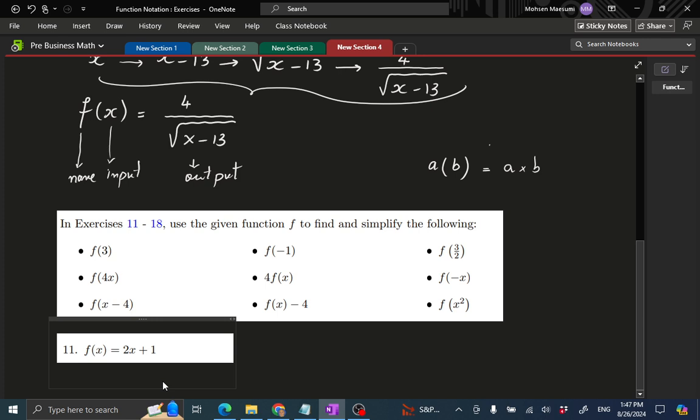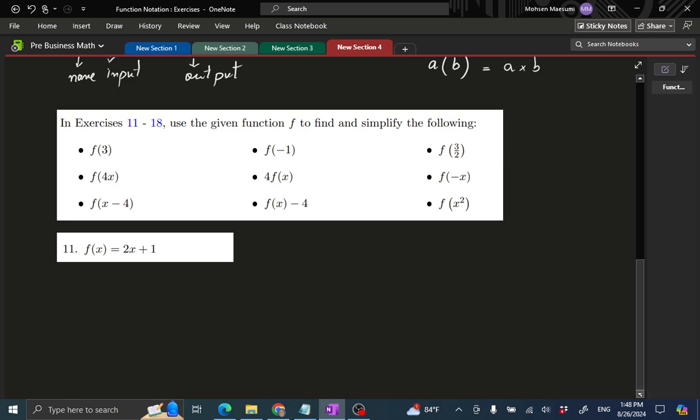Okay, in the next set of problems, it says in exercises 11 through 18, use the given function f to find and simplify the following. So there are 9 things to do to each of those 8 functions that are coming up. Here, let's start with the first one, the easier one. F of x is given to us, in problem 11, as just 2x plus 1. What do we want to do? We want to take all these 9 activities and do them and perhaps simplify.